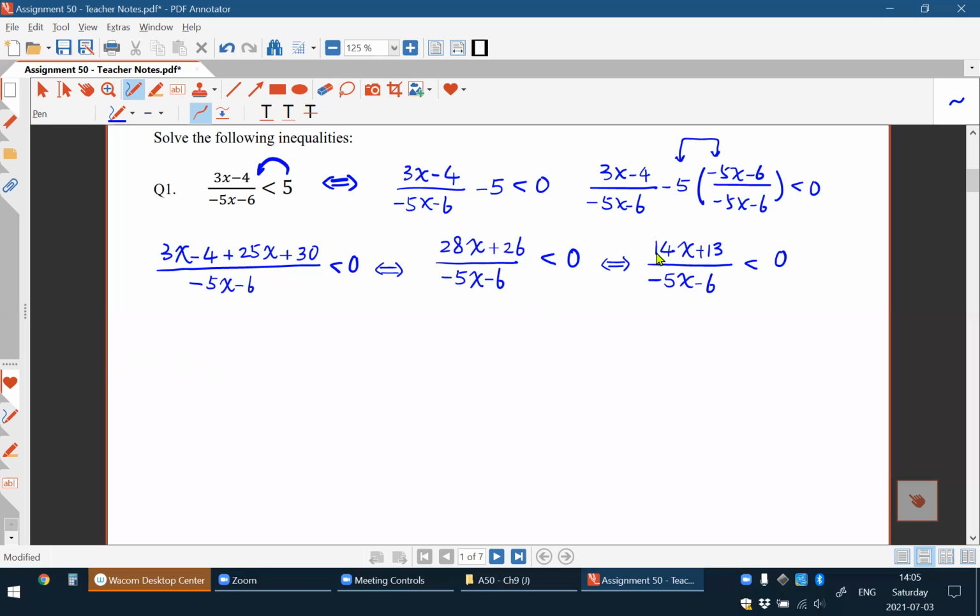Okay, so now we have a ratio that is below 0. This is equivalent to, if you have two numbers, the ratio of these two numbers is below 0. That means the signs of these numbers should be different, right? So it could be either the numerator is negative and the denominator is positive, or we can have a positive numerator but a negative denominator, right?